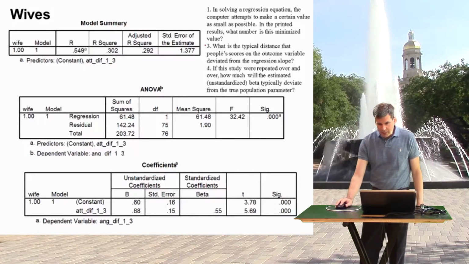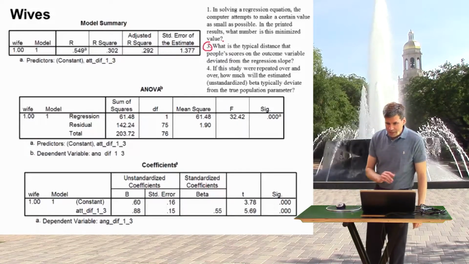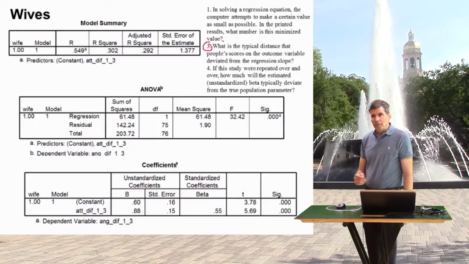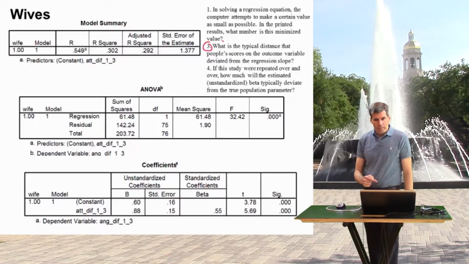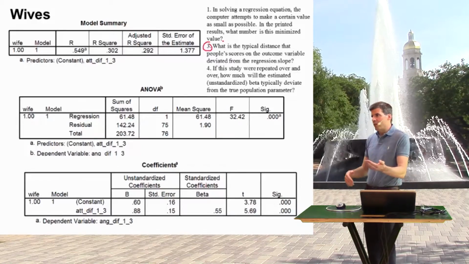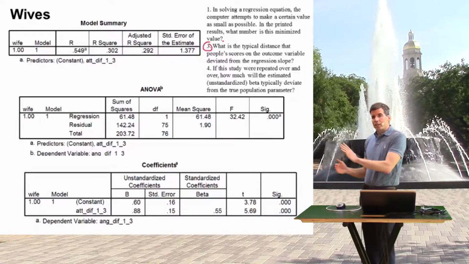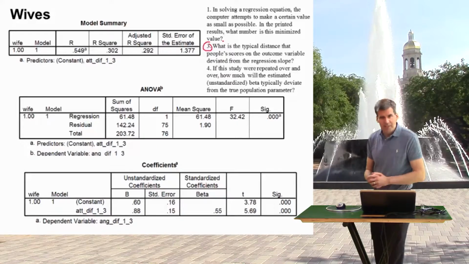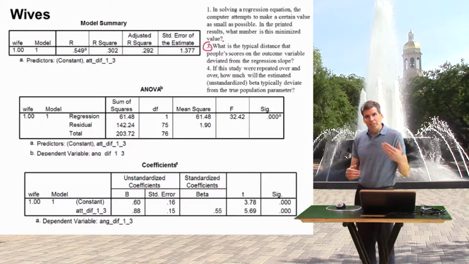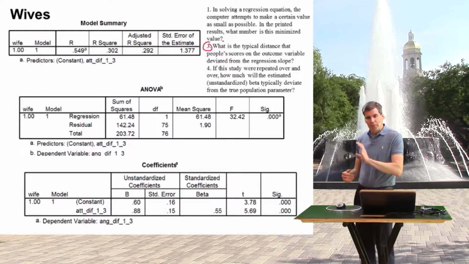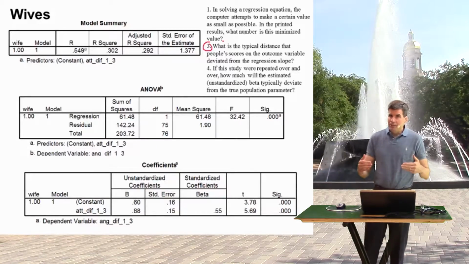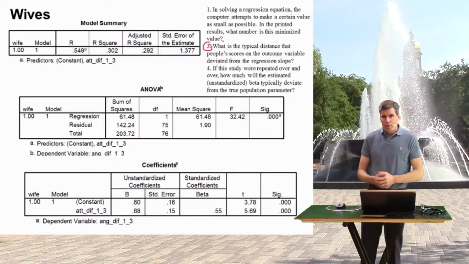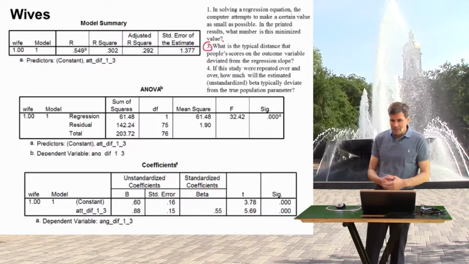What else do we have here? We have this one here. What is the typical distance that people's scores on the outcome variable deviated from the regression slope? The regression slope gives people's predicted values. So this question is asking the same thing as, what is the typical distance that scores deviated from their predicted values? What tells you how far scores deviate from the predicted values? Well, that's the standard error of estimate.